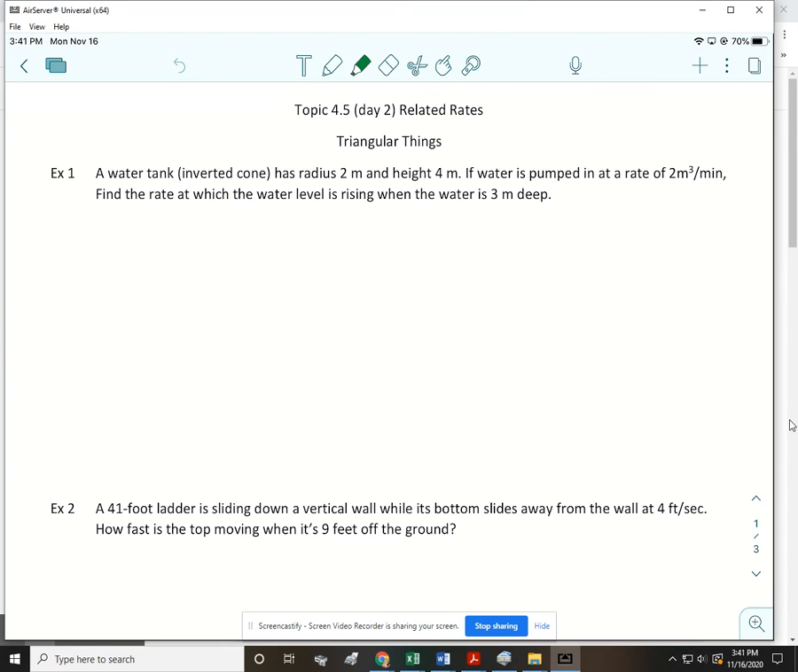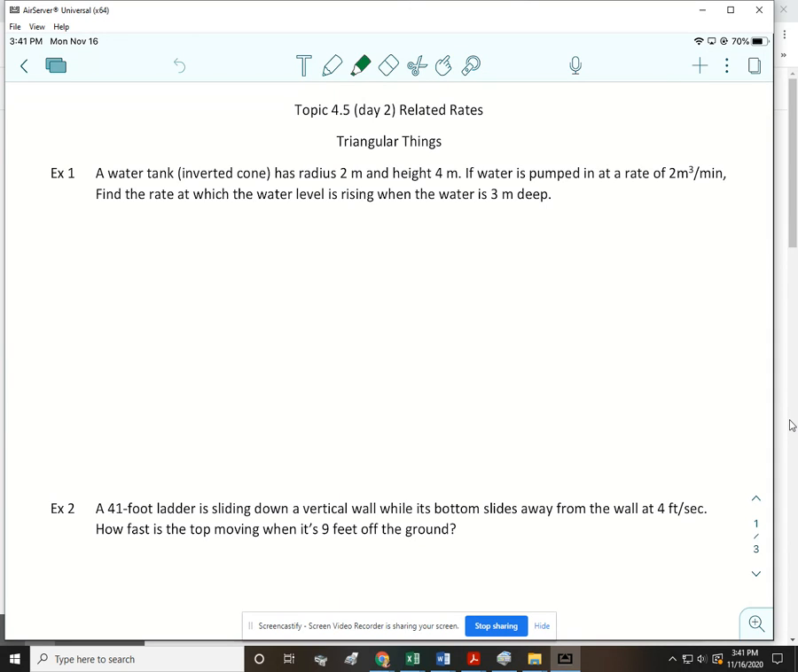So for example 1, a water tank, which is an inverted cone, has a radius of 2 meters and height of 4 meters. If water is pumped in at a rate of 2 cubic meters per minute, find the rate at which the water level is rising when the water is 3 meters deep.